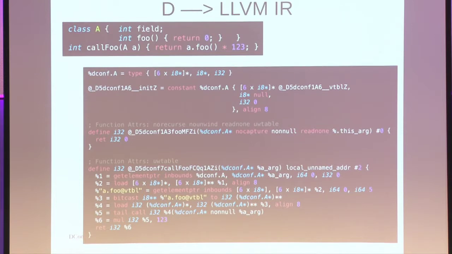We have to define an initialization value for this thing, which is basically what all A's get initialized to in the beginning, which is the V table here. The monitor is initialized to null, and the user field is also initialized to 0. Then here is the class method function. There's some mangling here, but it's in the module dconf, class A, function called foo.